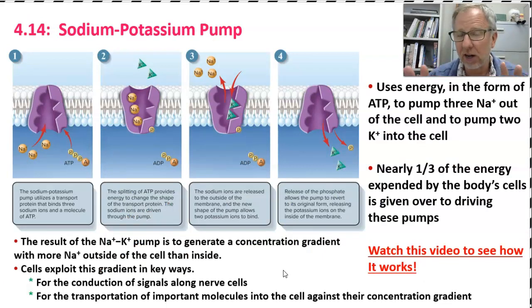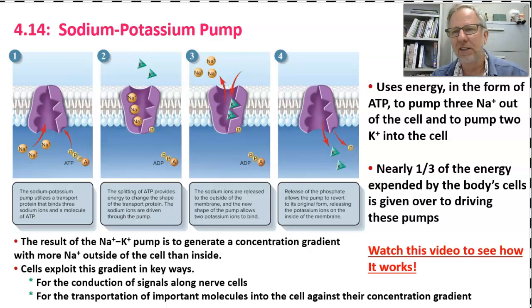All right, so this slide is talking about the sodium-potassium pump. And this is probably the most important sort of active transport example that you can learn, because if you go on and take anatomy and physiology or microbiology, I guarantee you're going to need to know about the sodium-potassium pump and how it works. I guarantee you. So the sodium-potassium pump uses energy, and of course that energy is in the form of ATP.